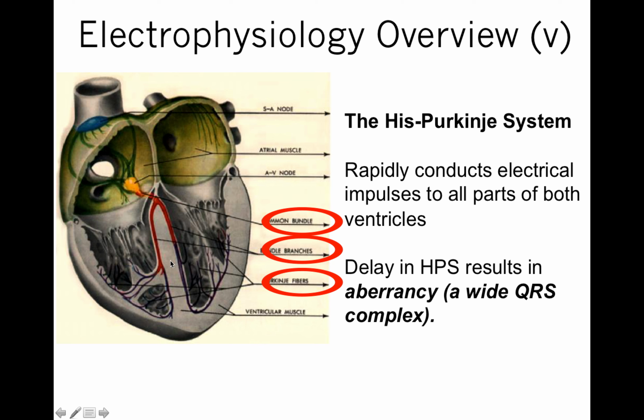The His Purkinje system transverses electrical impulses quickly throughout the ventricular myocardium, and this leads to a very narrow QRS. If there's a delay in a portion or all of the His Purkinje system, then that leads to a wider QRS, which is also called an aberrant QRS. We'll get to that in our tachycardia lecture.